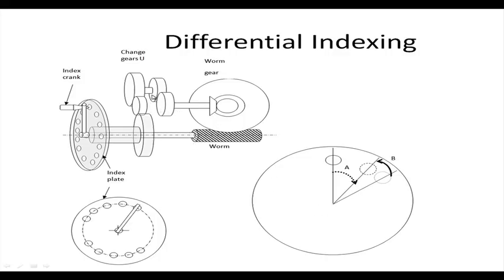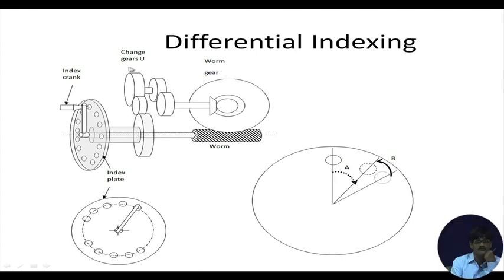if I set the change gear ratio, this being the input side and this being the output side, to a value 40 divided by NA multiplied by NR minus NA, in that case I will exactly achieve a resultant rotation of the index plate, so that I will be achieving exactly 1 by NR rotations on the gear blank. This is the most general statement that we can make.